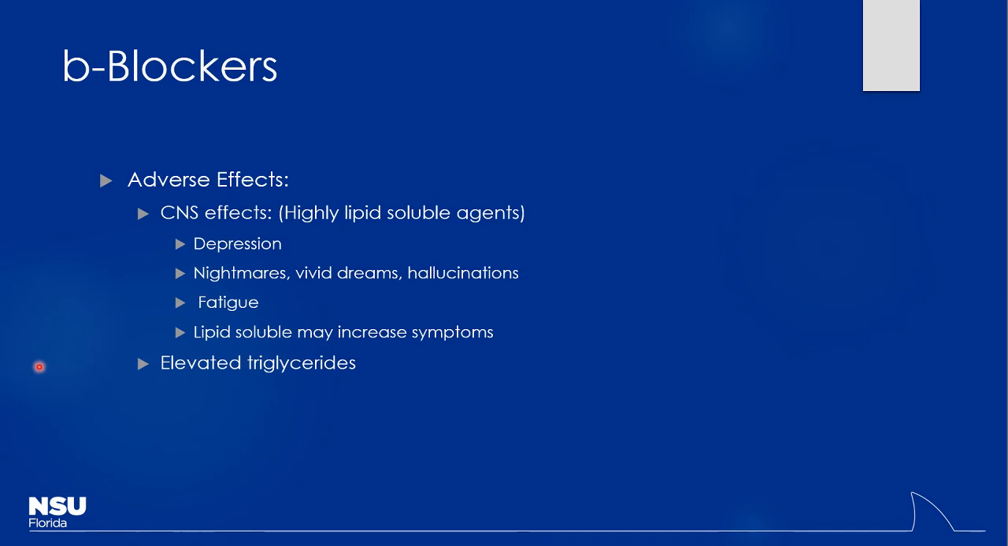Other adverse effects, the CNS effects can be big here. So you see this more frequently with the high lipid solubility agents. I always think about propranolol or atenolol being a very common one to do that. So high lipid solubility is going to get into the CNS, can cause depression, can cause nightmares and really vivid dreams and hallucinations. And sometimes it's really difficult to tell. Is it elderly patients' dementia getting worse, or is it something else going on? Is it drug intoxication? Is it just an adverse effect? Sometimes it's really hard to say.